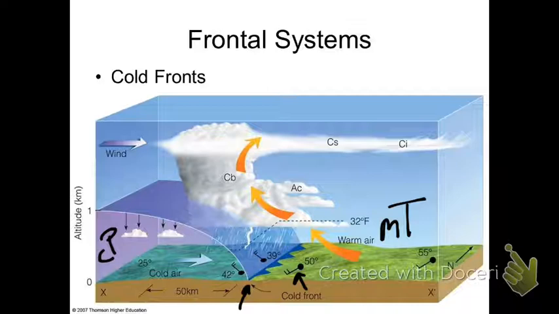Look at this, this is a cross section of the atmosphere. Notice the slope of the cold front. Cold fronts are pretty steep. Frontal lifting occurs, forcing air to rise rapidly. Get a lot of convection occurring. Cumulonimbus clouds, strong thunderstorms generally occur along cold fronts. Behind it, we can have fair weather cumulus clouds.